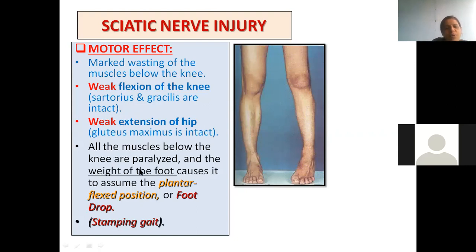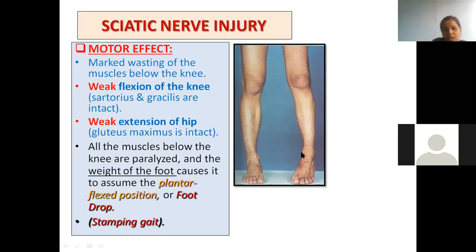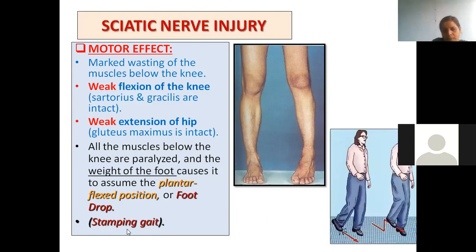All the muscles below the knee are paralyzed, and the weight of the foot causes it to assume a plantar flexed position, which is called foot drop. I told you about this foot drop when I was doing the common peroneal nerve. At the neck of the fibula, if there is any injury, you call that condition foot drop. Okay, and the person will have difficulty in walking. You should have seen people with polio also walk with difficulty, something like injury of this. You call that gait, the manner of walking, a stamping gait.